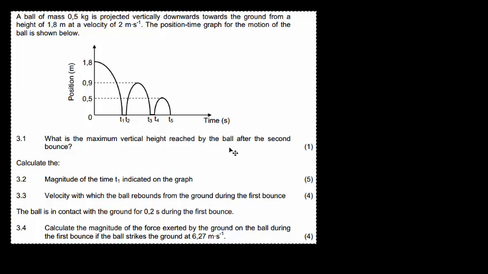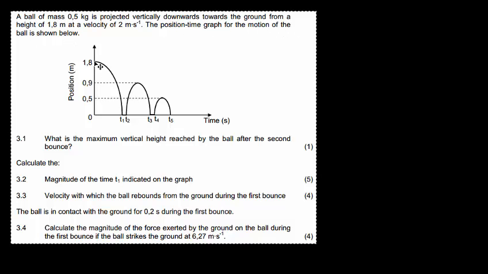Okay, so I want to show you how we're going to use this formula using projectiles. A ball with a mass of 0.5 kilograms is projected vertically downwards towards the ground from a height of 1.8 meters at a velocity of 2 meters per second. The position time graph from the motion of the ball is shown below.